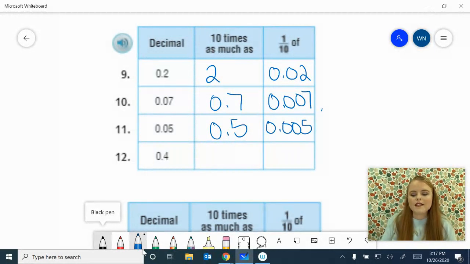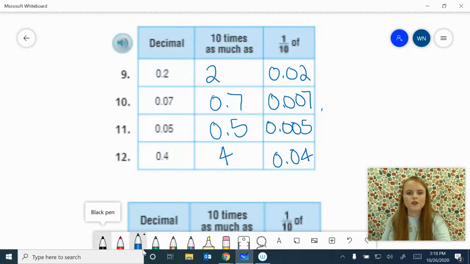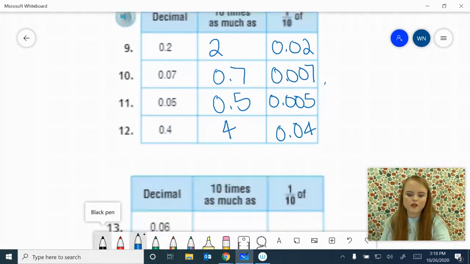For number 12, we're asking, what is 10 times as much as 4/10? What is 10 times bigger than 4/10? If we're going to go bigger, we're going to move to the right. So your answer is going to be 4. What is 1/10 of 4/10? What is that one small piece of 4/10? You're going to move one to the left, so you're going to get 4/100. Let's move on and do a couple more of those before we do some problems on our own.